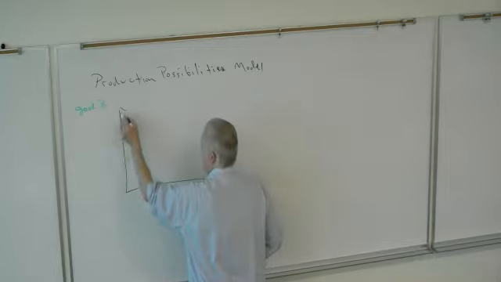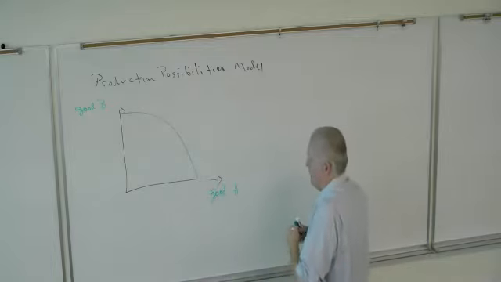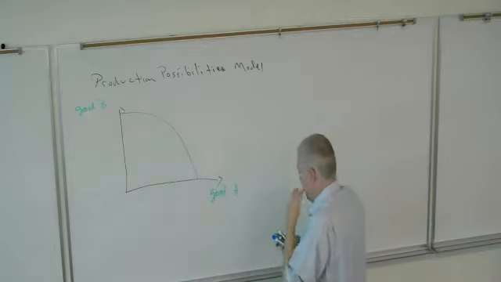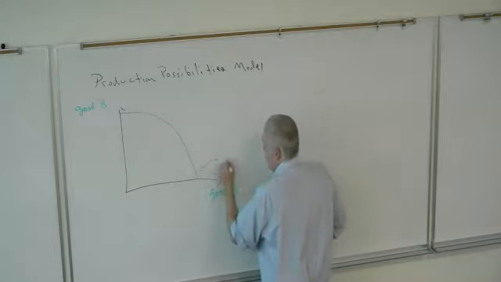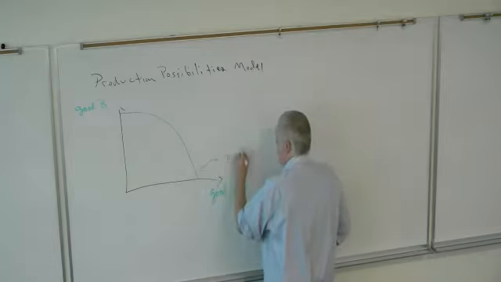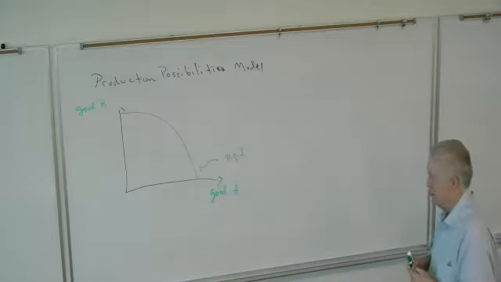So what does this model look like? We're going to construct a downward sloping curve like that. It's concave downward, and I'll talk about why that is the case in a second. This particular curve itself is what we call the production possibilities frontier, the PPF, the frontier.